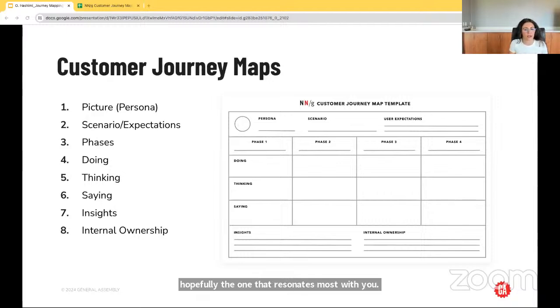Maybe that'll help you get into a better walk in the shoes of one of these personas. So the idea is that the bottom part is going to describe the insights and pain points that you discovered and the opportunities that you want to focus on going forward.